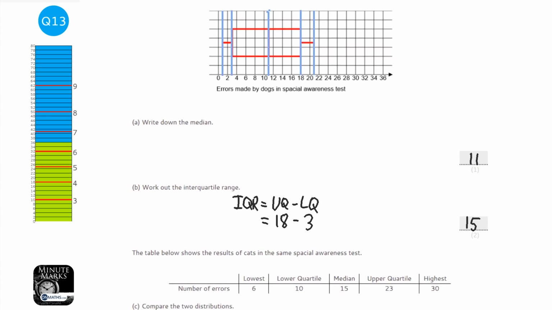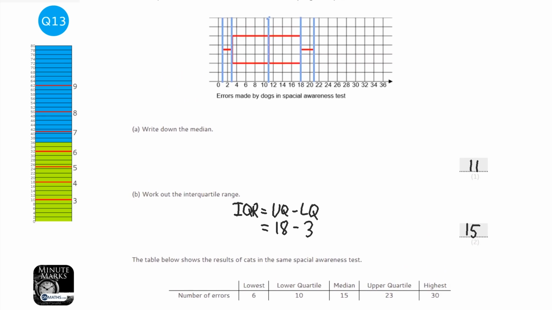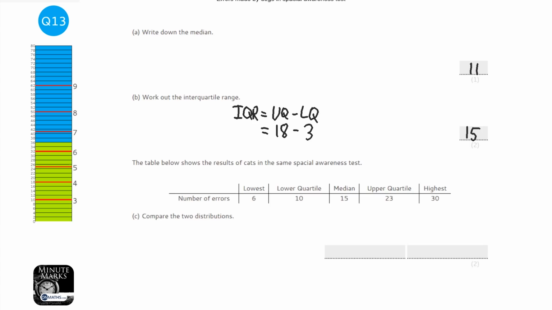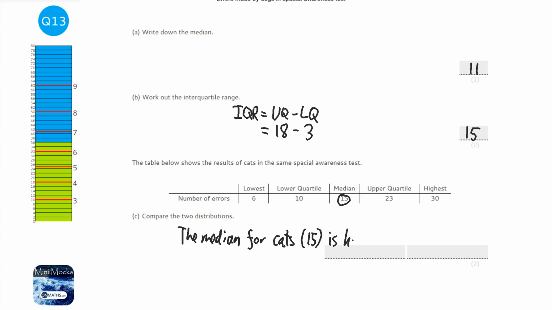So looking at my answer to the dogs, it was 11, and the median here is 15. So you need to write a sentence saying that the median for cats, which was 15, is higher than dogs, which is 11. So always state the values.